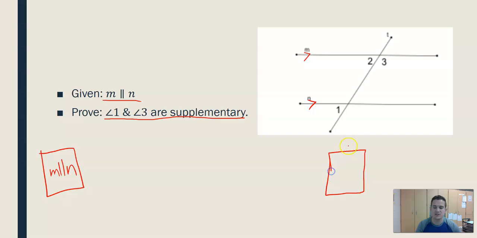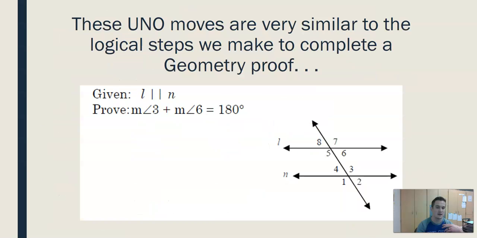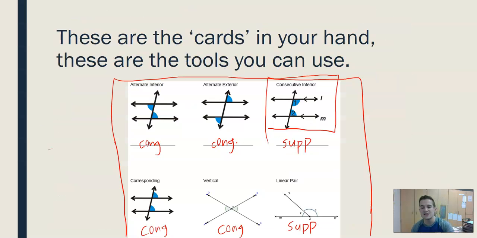So the very last card I'm trying to get to is 1 and 3 are supplementary. That's where I'm trying to get to. So keep in mind that I have 6 tools in my tool belt, 6 cards in my hand. Alternate interior angles are congruent, alternate exterior angles are congruent, etc., etc. Let me backtrack so you can see them again. These right here are the 6 tools I have in my hand, the 6 cards I can use.